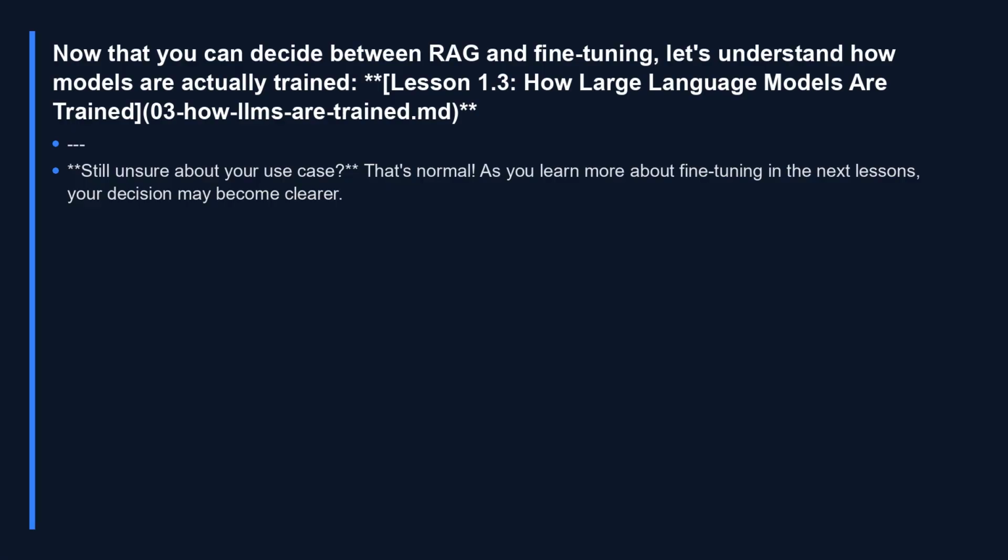Next lesson, you now have a principled framework for deciding between RAG, fine-tuning, and hybrid approaches. Next up is lesson 1.3, how large language models are trained, where you'll build a mental model of what actually happens inside a model during fine-tuning. That understanding will make every decision in this course sharper. And if you're still uncertain about your own use case, that's completely normal. The next few lessons will give you enough depth that your decision will crystallize on its own.